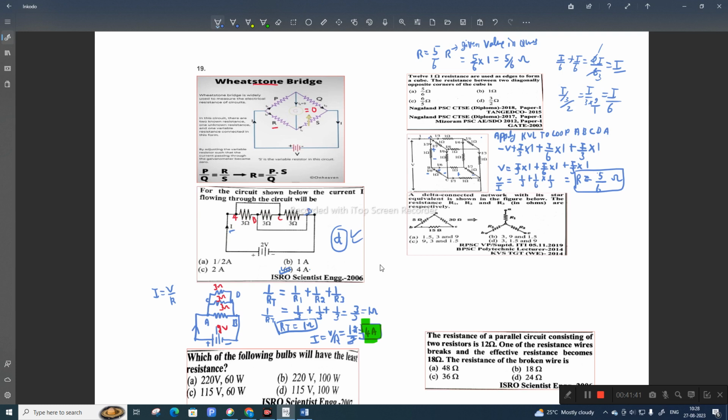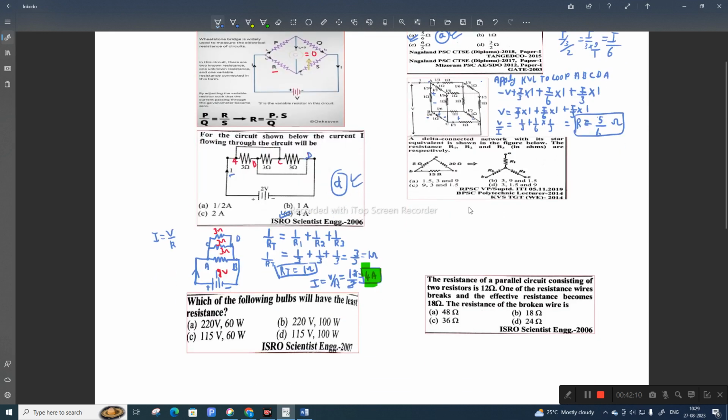So the answer is A. Suppose it is 6 ohms, then 5 by 6 into 6, the 6 cancels, giving 5 ohms, like that. So whatever value is given, you should just multiply by 5 by 6, that's all. So this problem will get solved. For better explanation and clarity, I have given this much. In a competitive exam, you need not do this much.